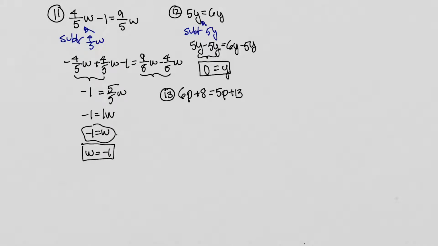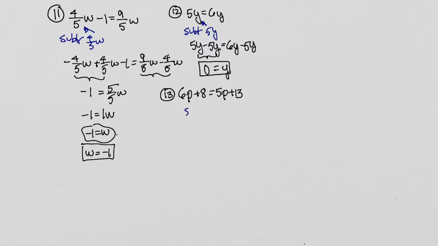Now, here in 13, we've got 6 p's and an 8 on the left side, and 5 p's and a 13 on the right side. So I'm going to try to get all the p's on one side. I see I've got more on the left side, 6 of them, than I do on the right. Only got 5. Let's subtract 5p. Let's get rid of these. Since it's plus 5p, right, it's positive 5p, I'm going to subtract 5p.